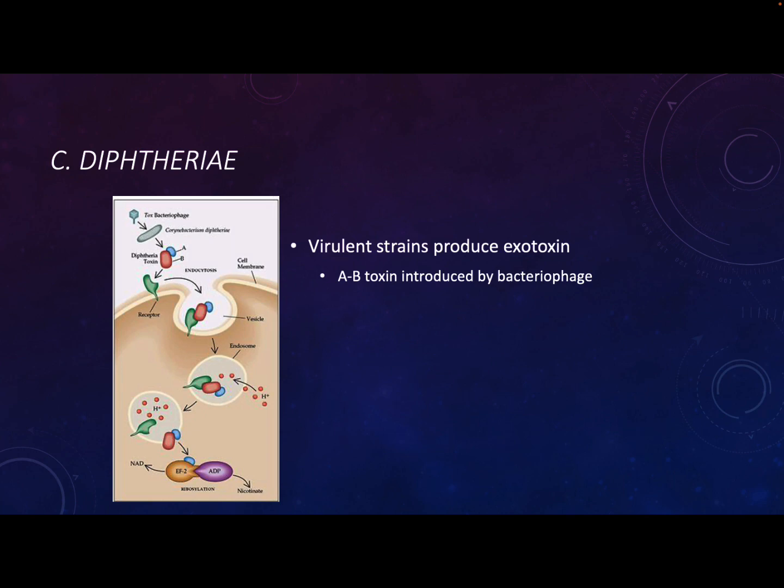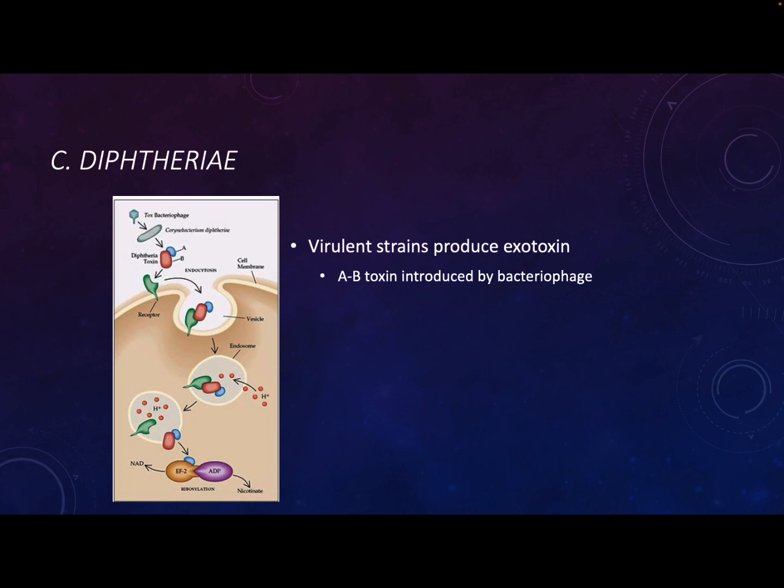So the bacterium itself is not a problem. It's only when it produces the toxin that we have a problem. And so you see, that's what they're trying to illustrate here. You have a bacteriophage that's infected the bacterium, and now it can produce the diphtheria toxin. And the specific type of toxin that's produced is called an A-B toxin. Lots of toxins do fit into this category of A-B toxin.